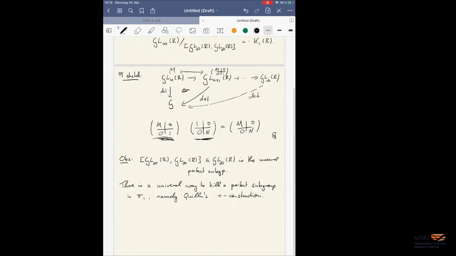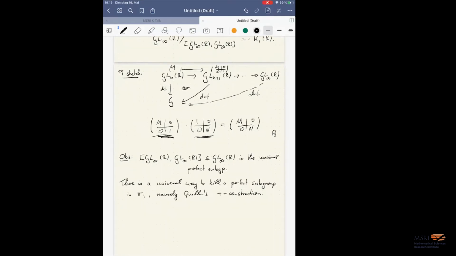So it's easy to guess a space. Maybe I should have said this first. So we want a space whose ith homotopy group will be, by definition, Ki of R, but of course it should match the definition of K1 of R we just gave.